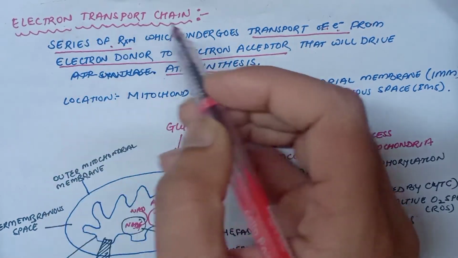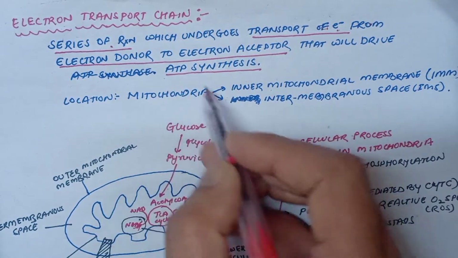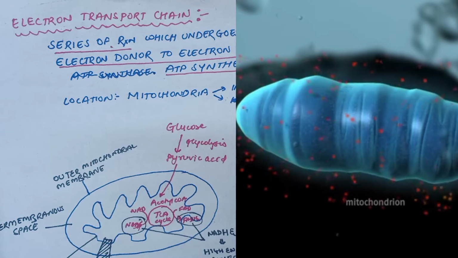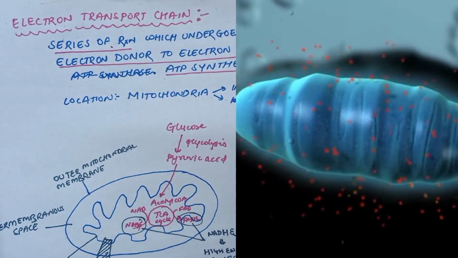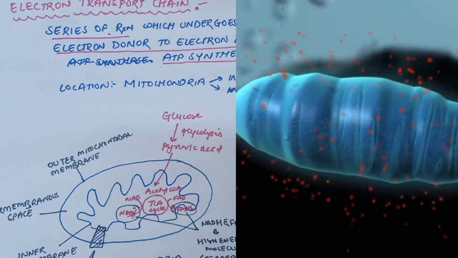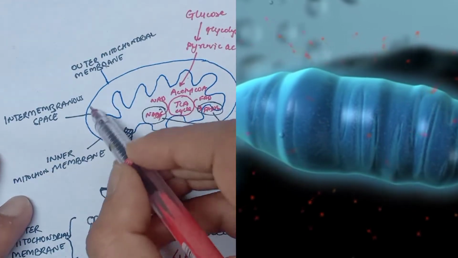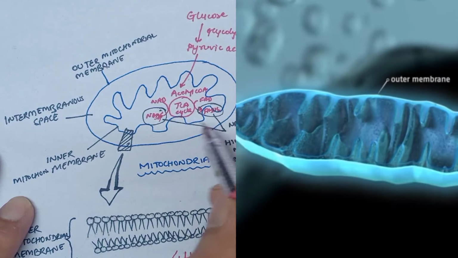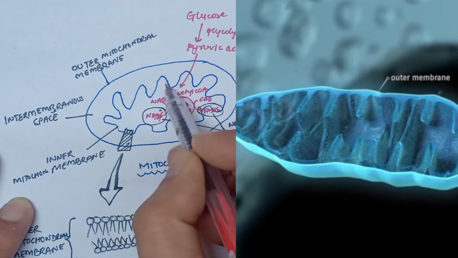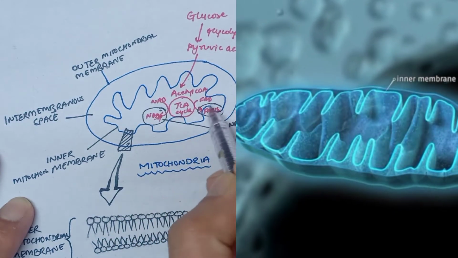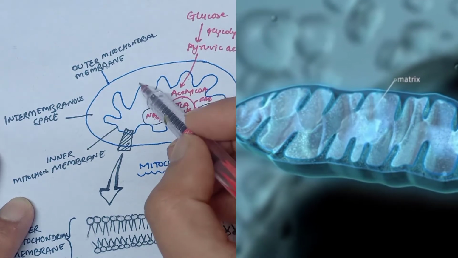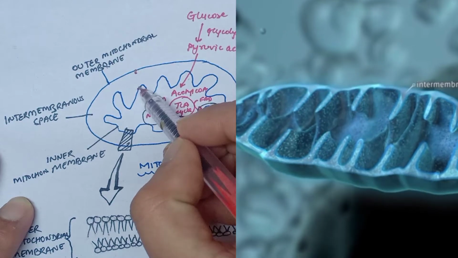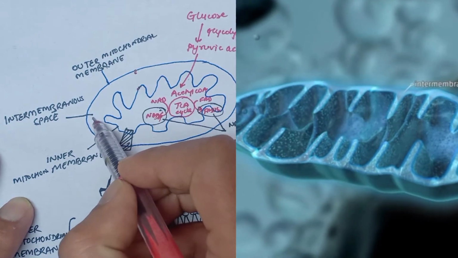So the electron transport chain takes place in mitochondria. Which part of mitochondria? The inner mitochondrial membrane and intermembranous space. So if this is a mitochondria, the outer layer is the outer mitochondrial membrane. The inner one, the inner folds, is the inner mitochondrial membrane, and the space between the two, the outer mitochondrial membrane and inner mitochondrial membrane, is the intermembranous space.